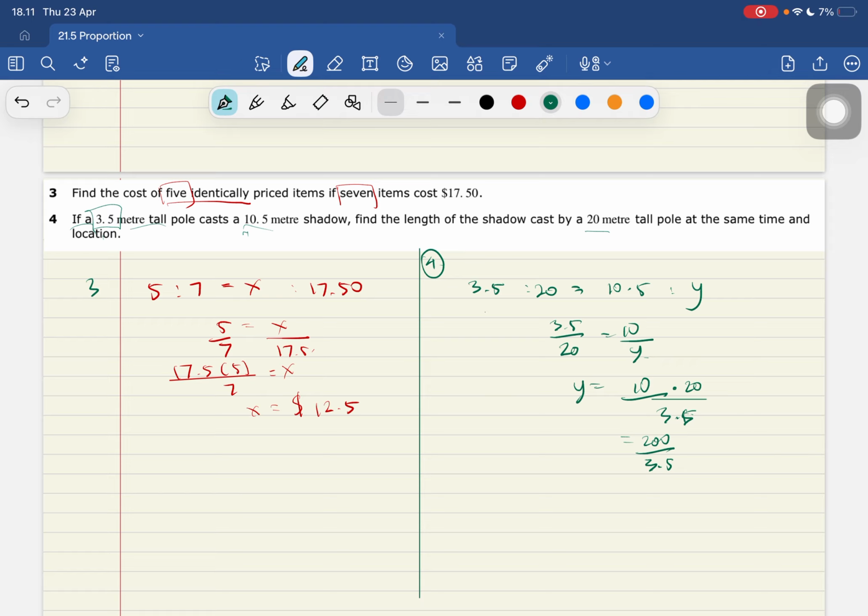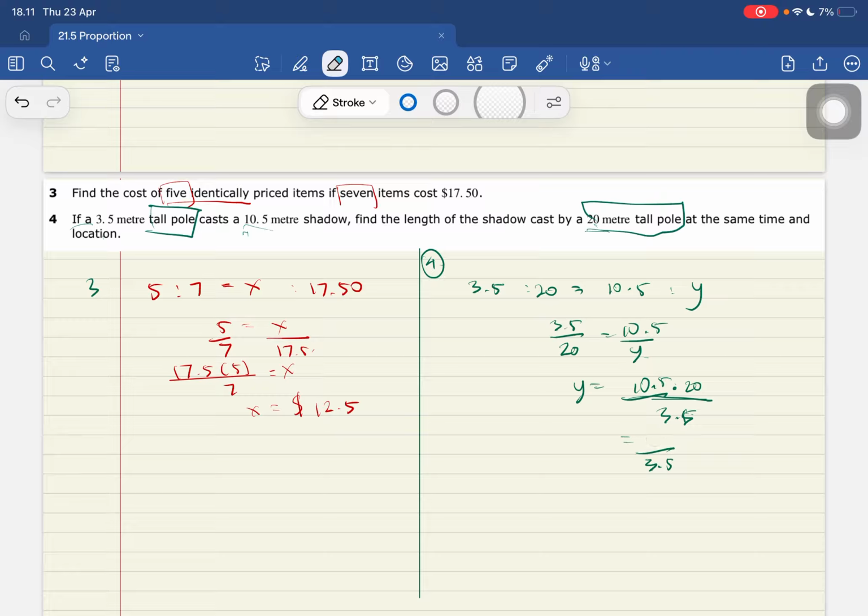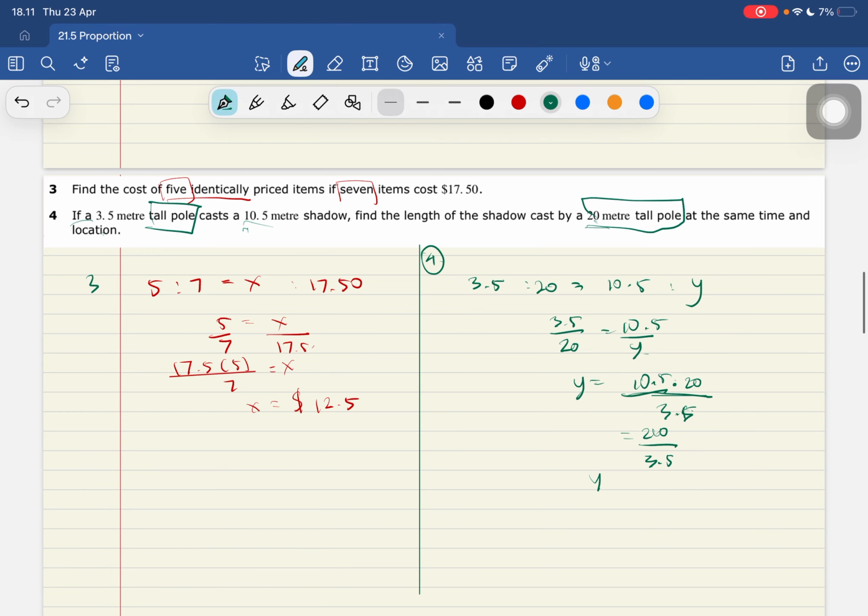Here is 3.5 meters tall for the pole, and here also a pole. Yeah, I forgot about 10.5. Here 10.5, here also 10.5. So 20 we multiply by 10.5, so we got 210. So 210 we divide by 3.5. Then we get y equal to 60, or we can write it as 60 meters.